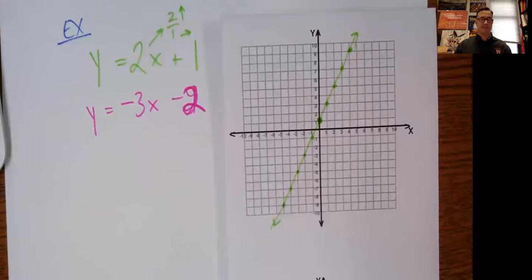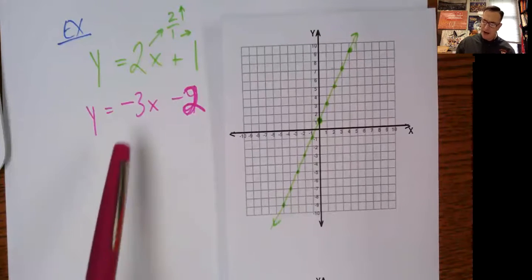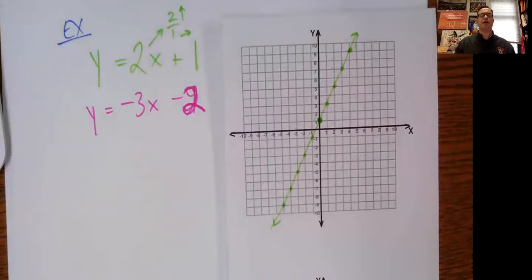Okay, I got one. Yeah, works for me. Now, what about this one? y equals negative 3x minus 2. Where do I start with that? Negative 2 on the y-axis.